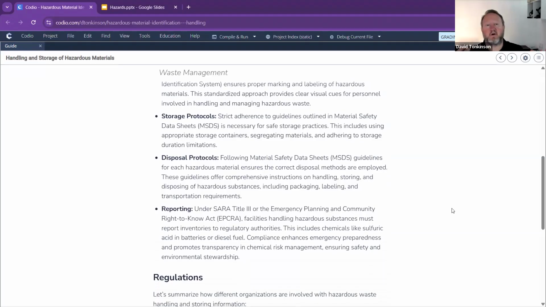And there's disposal protocol. Of course, once we've used particular products and they come to the end of their life, we then need to follow disposal. Again, we are referring back to our material safety data sheet for guidelines in terms of how we can get rid of these materials when needed. We need to make sure that disposal is correct, because if we get it wrong, we get slapped with a massive fine from someone.